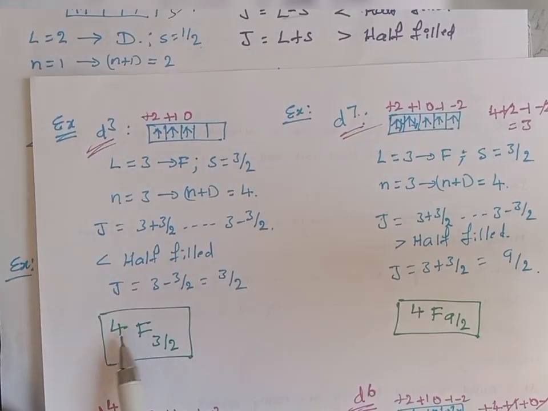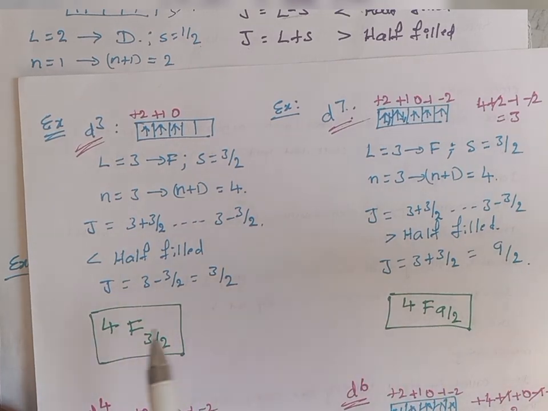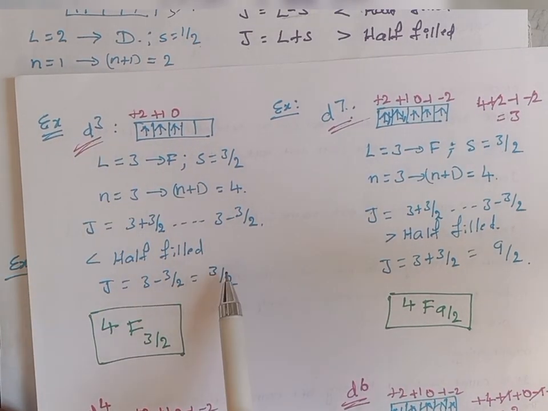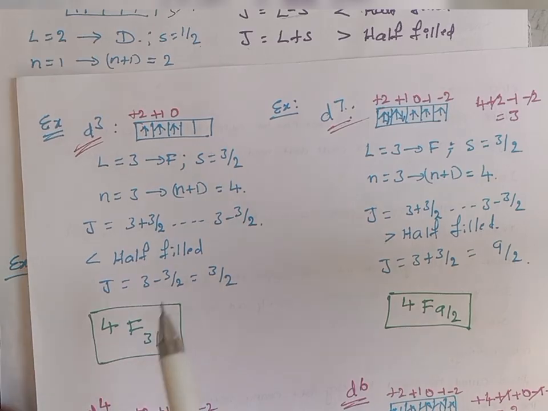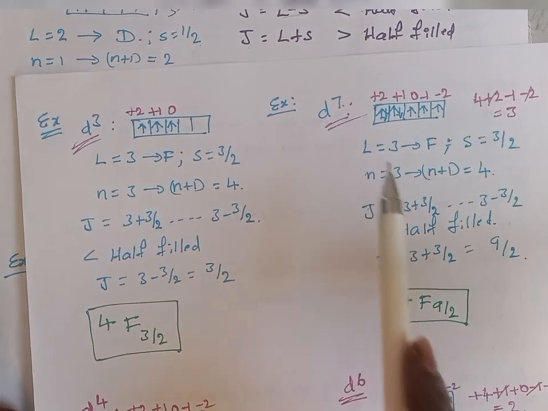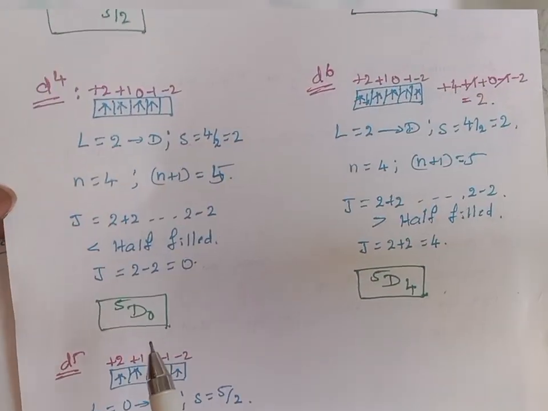D3 and D7 will have the same term symbol, but the difference is in J values. D3 is less than half filled, so the lowest J value 3 by 2 is the ground state term symbol. D7 is greater than half filled, so the highest J value will be the ground state term symbol.